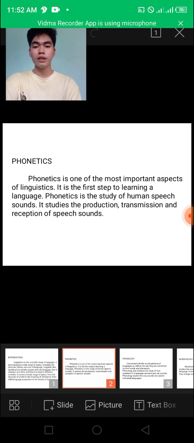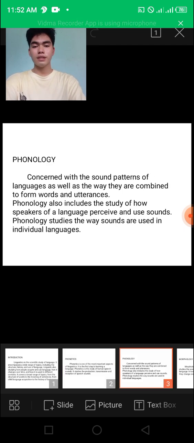So let's move on to the second branch of linguistics. This is phonology. This branch of linguistics is the study of the sound systems of language, including the ways in which sounds are organized and used in a particular language. So this is what we call sound patterning. And phonology is concerned with the abstract patterns and rules governing the use of sounds in a language.